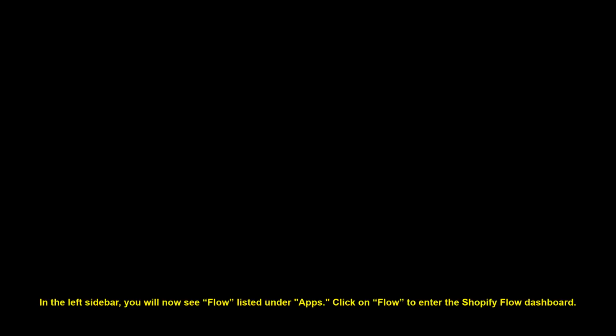If you haven't already installed it, click the Add App button. Follow the prompts to install the app into your Shopify store. Once installed, head back to your Shopify admin dashboard. In the left sidebar, you will now see Flow listed under Apps. Click on Flow to enter the Shopify Flow dashboard.